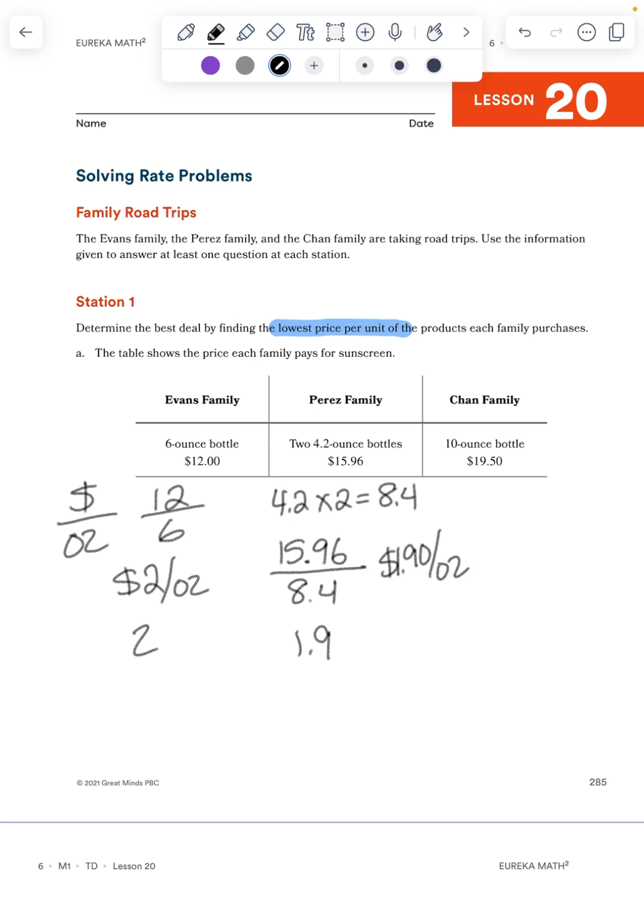And the last one, 10-ounce bottle for $19.50. So we're going to do $19.50. That's our dollars. And we're dividing that by 10 ounces. And this is one, you guys, we shouldn't really need to plug in our calculator because we're dividing it by 10. So we're going to take off that, and we're going to move our decimal. So we're going to end up with $1.95.